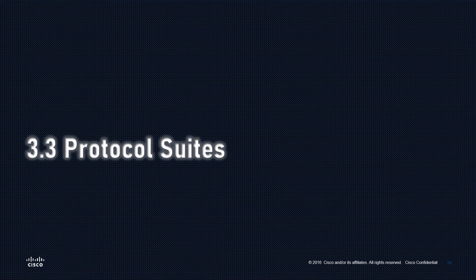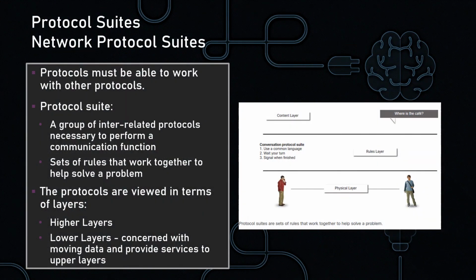Protocol suites 3.3 deals with groups of protocols that are working in conjunction with one another. Now, this set of rules, when combined together, helps us to solve a problem. Here we have an analog to the question in the beginning when we were first talking about the commonalities between human conversation and that of a machine. Content layer says, I want to know where the cafe is. So the content of my message is, where is the cafe?